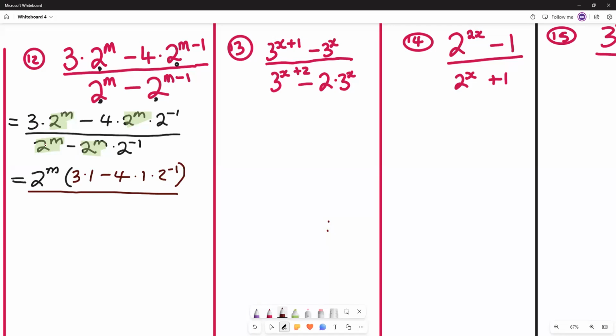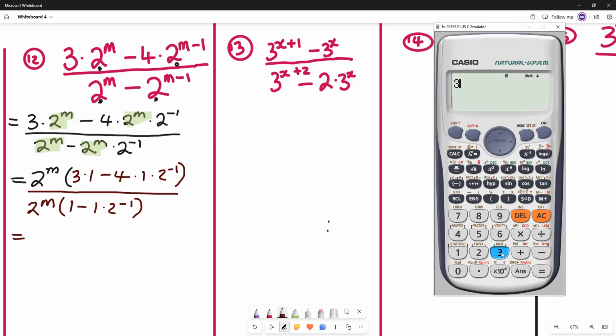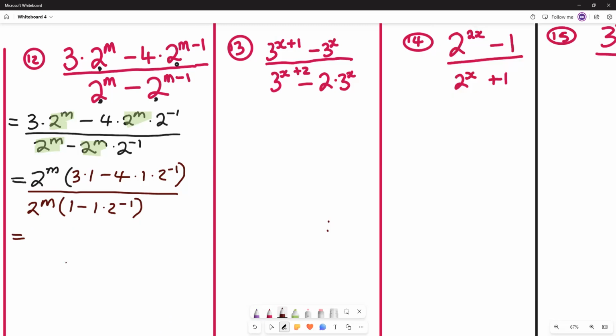You can take out the common factor again here. So 2 to the m. And then you're going to have 1 minus 1 times 2 to the power minus 1. All right. And then this guy will cancel with that guy. Let's see what the top gives us on a calculator. It's going to be 3 times 1 minus 4 times 1 times 2 to the power negative 1, which gives us 1. Do you see? So the top gives us exactly 1.